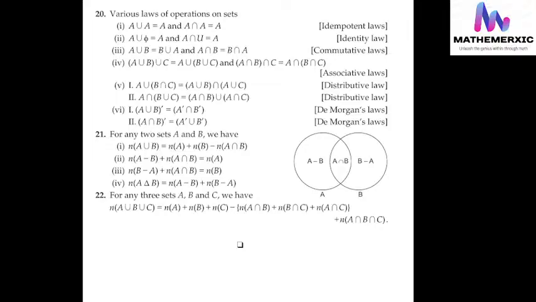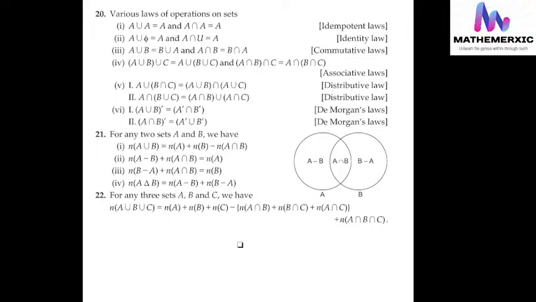So A union A is A. The idempotent law says that A union A will be the same, and intersection will be the same. The identity law: A union phi will be A, and A intersection the universal set will be A only. Again, A union B and B union A.